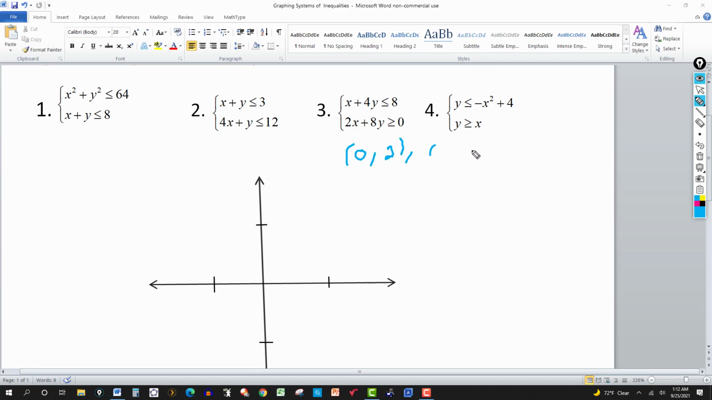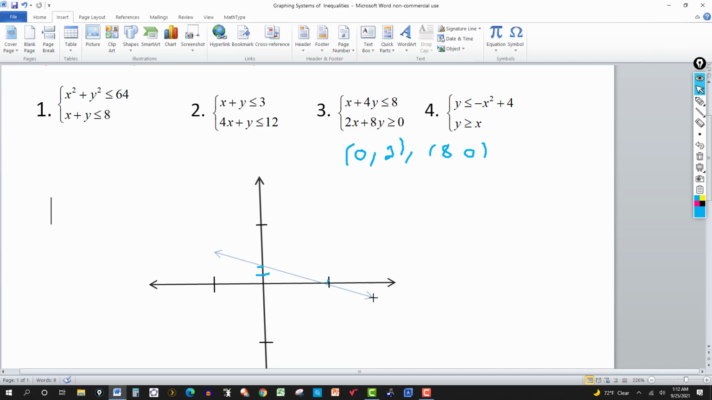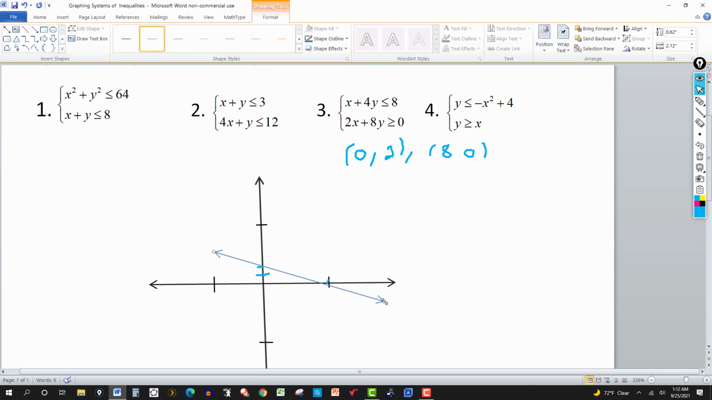And if y is 0, x is 8. Okay, so this line is going to pass through the point 8, 0, so that would be right here. 8, 0 is over here. And say 2, 0, 0, 2 is over here. So I would draw a line through those 2 points. Okay, the line passing through 0, 2 and 8, 0.